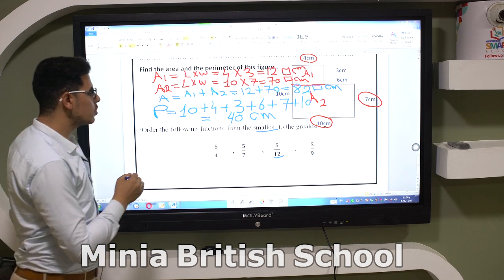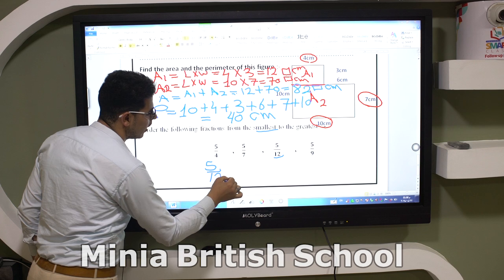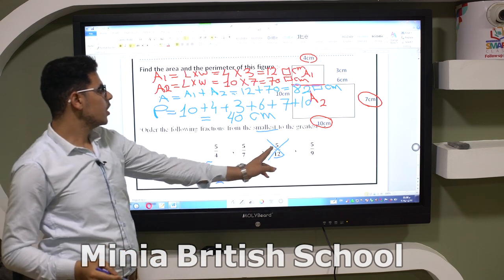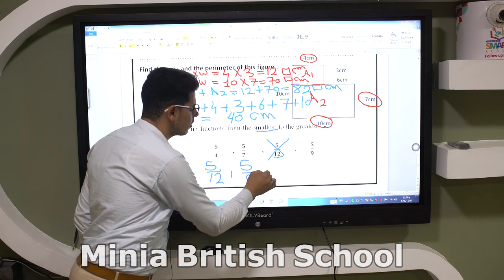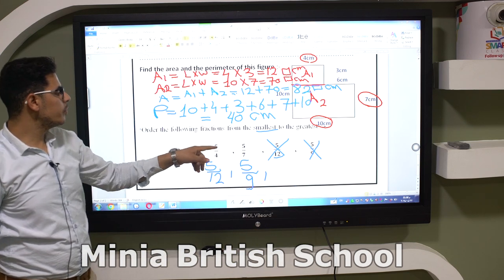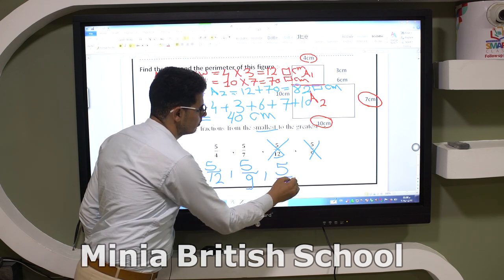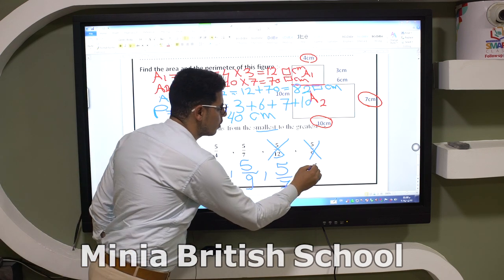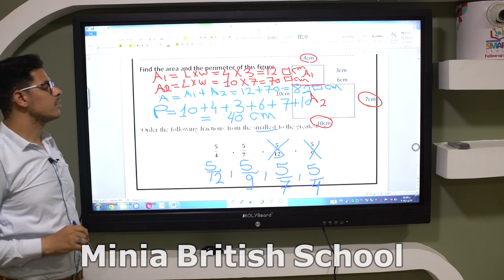So I will start with 5 over 12 and cross it. What is the next? Here 5 over 9 and cross it. Then what is the next? It will be 4 over 7 and 5 over 4. That's it.